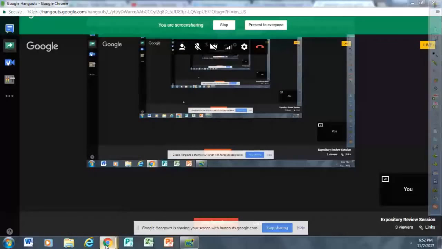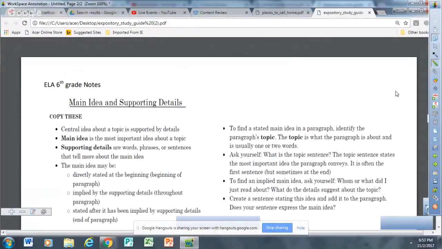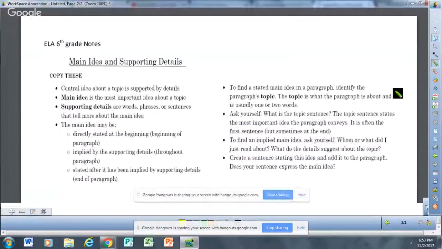I'm going to go ahead and go back to screen share so that we can go over the rest of the study guide and continue to the practice test. Okay, so back to the practice test. Let's go down, or the study guide. Let's scroll down a little bit.